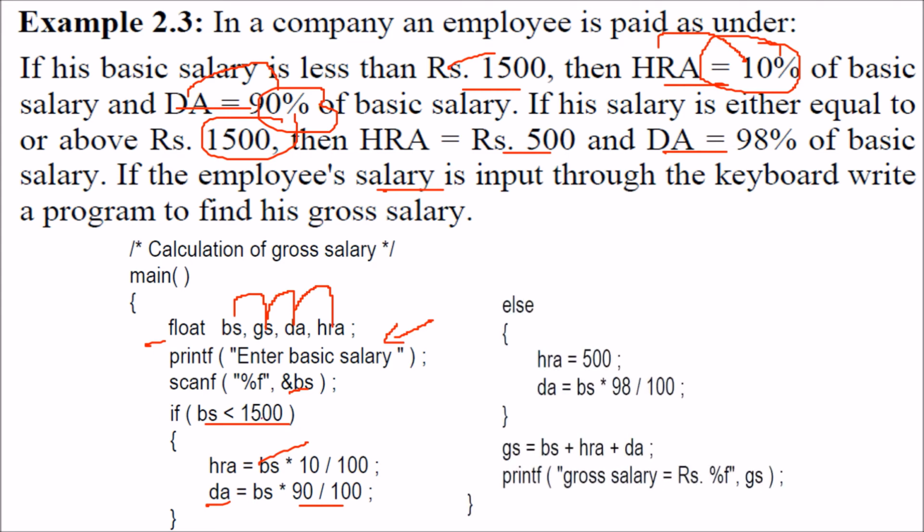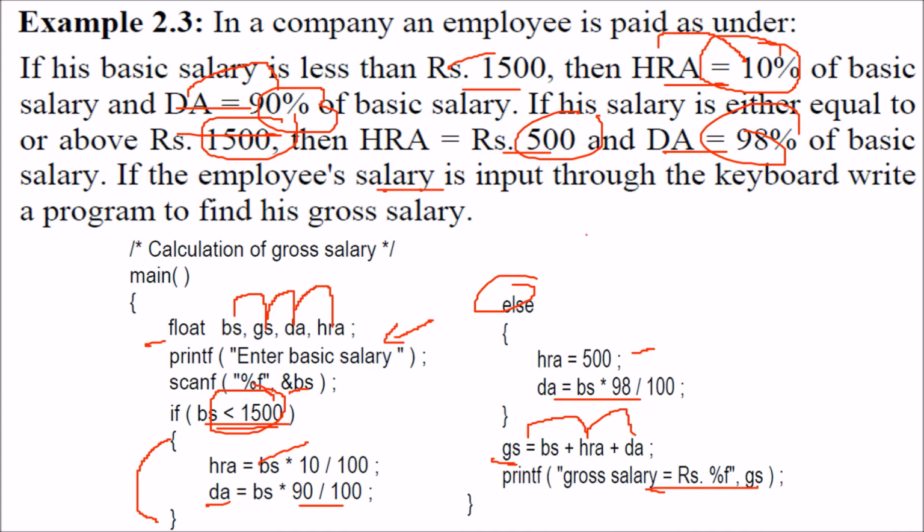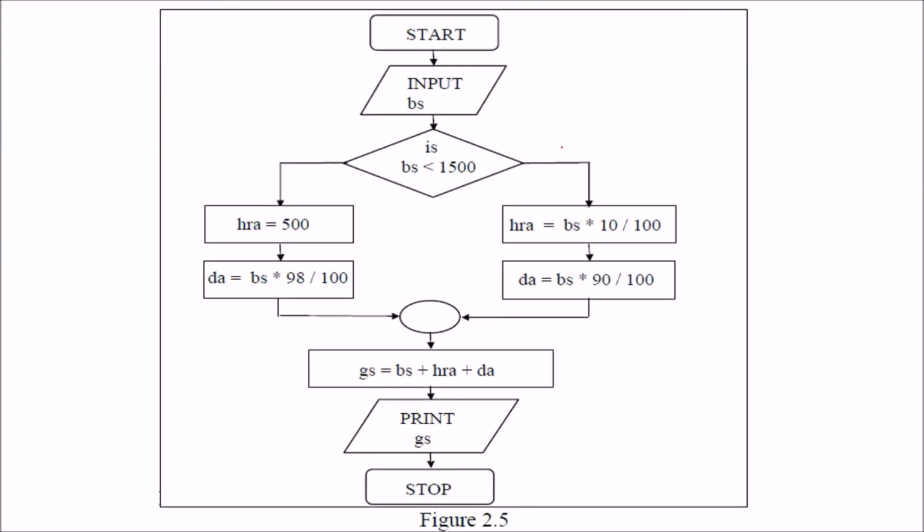Otherwise, if this is not the case, the second case, then you have to execute that case, and you have to put an else. See the construct. If this condition, then whatever you want, give it inside a brace. Else, the other condition has to be given inside else. HRA will be 500 and DA will be 98% of the basic salary. And whatever comes, you have to compute the gross salary using BS plus HRA plus DA and you just have to print.